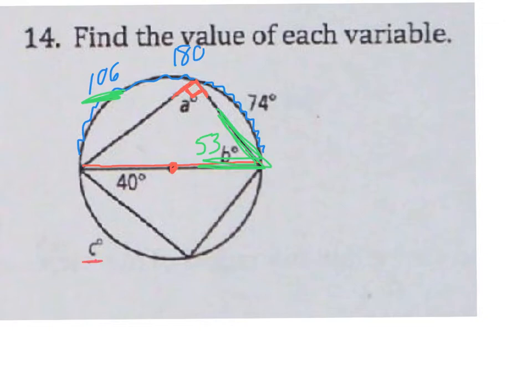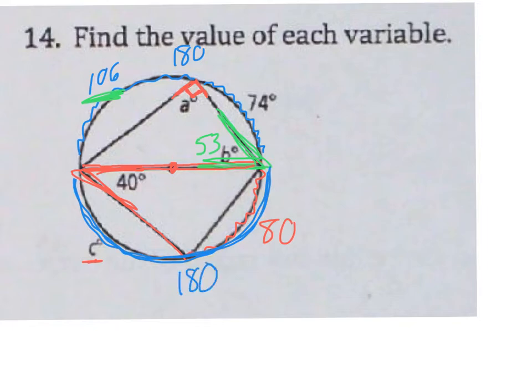Last one I'm after is C. Well, the one clue they give me is the 40 up here. Now this is an inscribed angle. It opens up to this arc. So I know this arc is going to be double that amount. I know it's going to be 80. And once again, we have a semicircle down on the bottom half. So that whole thing's 180, which means that C has to be 100.